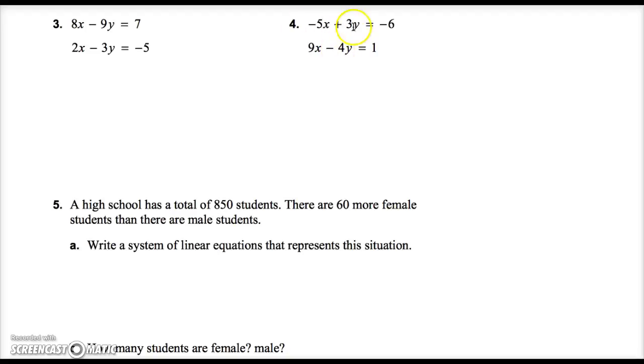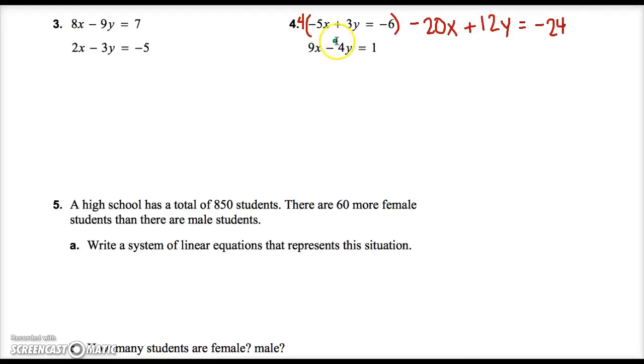So let's say I take the 3 and the 4. Well, I know 3 and 4 will both go into 12. So if I could make this a positive 12y and this a negative 12y, I can get them to cancel. So let's figure out what we need to do in order to make that happen. Well, if I want this to turn into a positive 12y, to get from 3 to 12, I have to multiply by 4. So if we do that, 4 times -5x would give me -20x. 4 times 3y would give me 12y. And 4 times -6 would give me -24. So there's the first one.